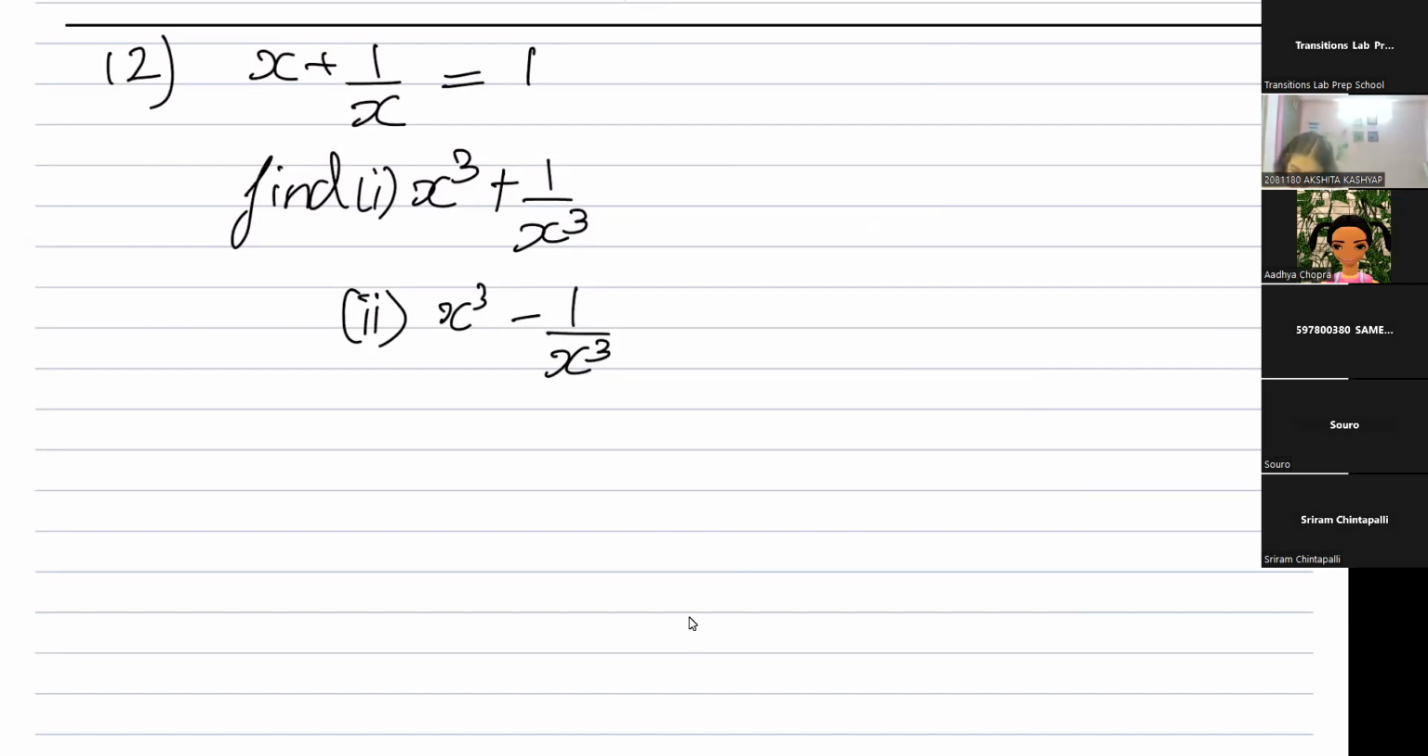How to do it? x plus 1 upon x, the whole cube is equal to what? x cube plus 1 upon x cube plus 3ab, which is x times 1 upon x, into a plus b, x plus 1 upon x. Now this is already known to be equal to 1. So we have 1 is equal to x cube plus 1 upon x cube plus 3 times 1. So what we are left with is x cube plus 1 upon x cube is equal to minus 2.